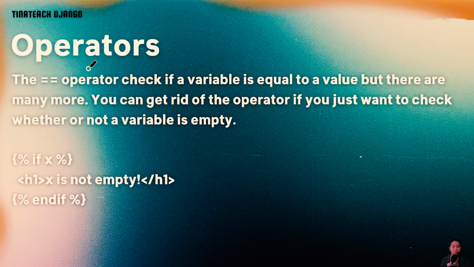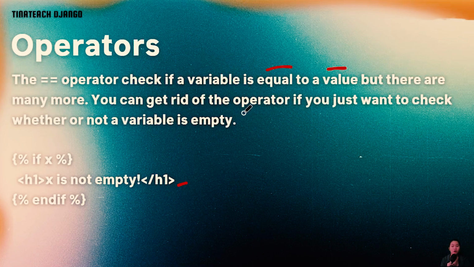Now to operators. The equal operator checks if a variable is equal to a value. But there are also many more. What I mean by that is many more ways to evaluate x being true to carry out your code.